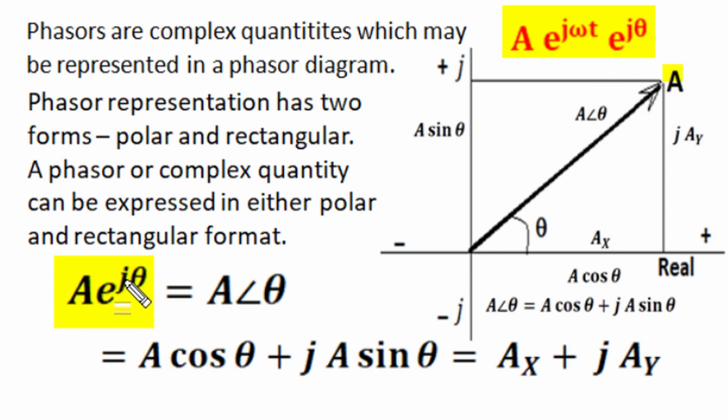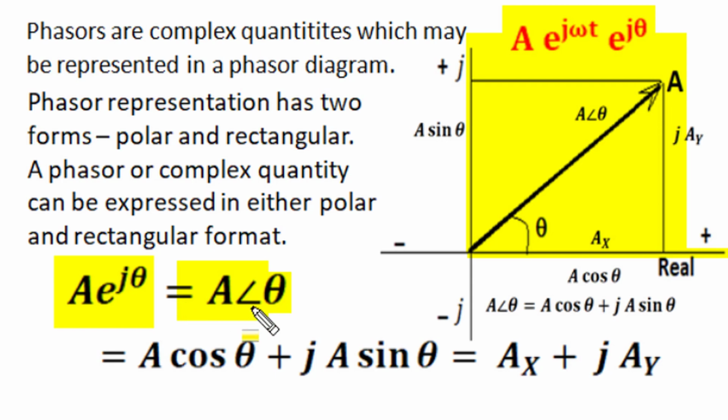Now the e raised to the power j theta representation can also be written in magnitude angle form, and this format is known as polar representation. It represents that from the origin there is a scaled length of magnitude, and that makes an angle theta with the horizontal reference line.